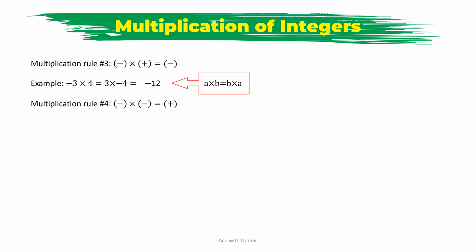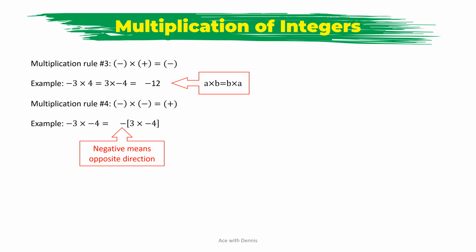Multiplication rule number 4. A negative number multiplied with a negative number will give us a positive number. For example, -3 times -4 equals negative bracket 3 times -4. The negative here means it is in the opposite direction. So we know that 3 times -4 is -12, hence it is negative bracket -12. And again, the negative here means the opposite direction of -12, and the result is positive 12.